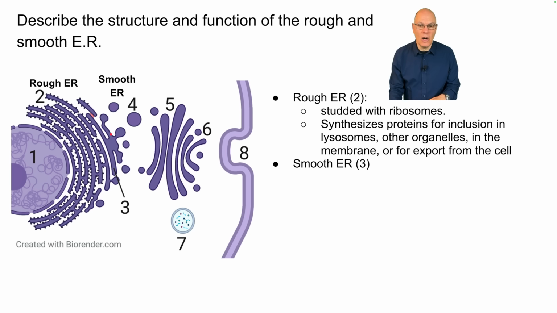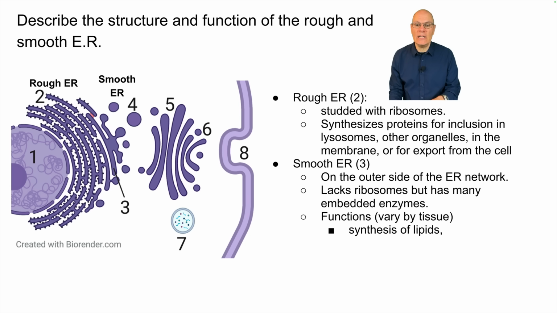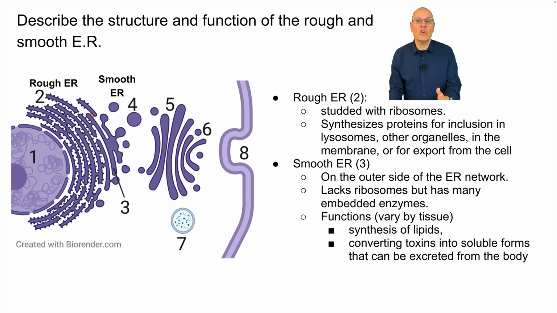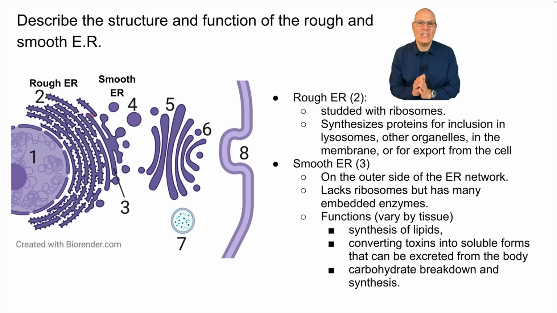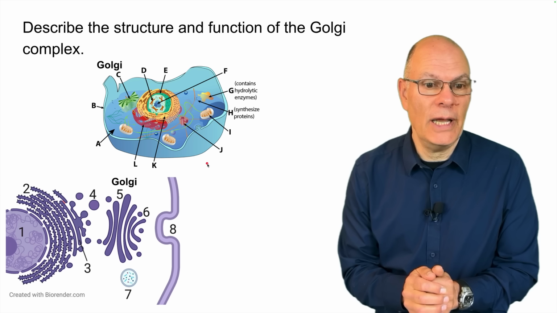The smooth ER is on the outer side of the ER network, always towards the Golgi, and it lacks ribosomes, but that doesn't mean that there's nothing in that membrane. It has many membrane-embedded enzymes, and the functions of the smooth ER vary by tissue. So it can include synthesis of lipids, converting toxins into soluble forms that can be excreted from the body, carbohydrate breakdown, and synthesis.